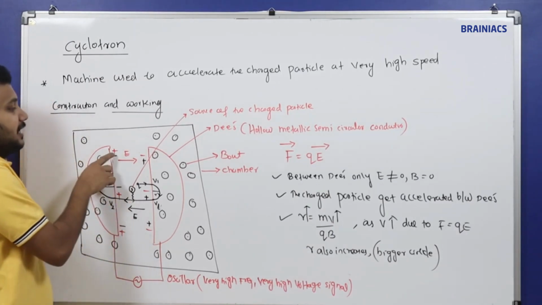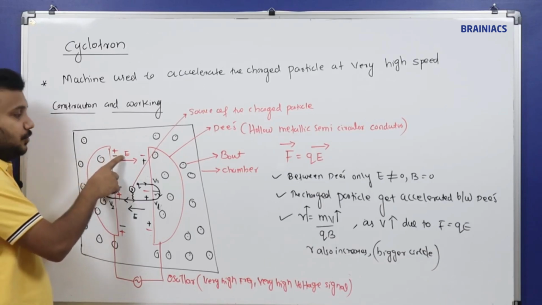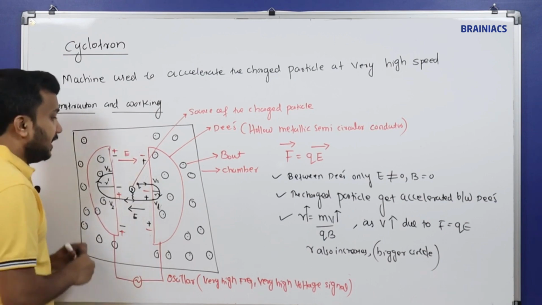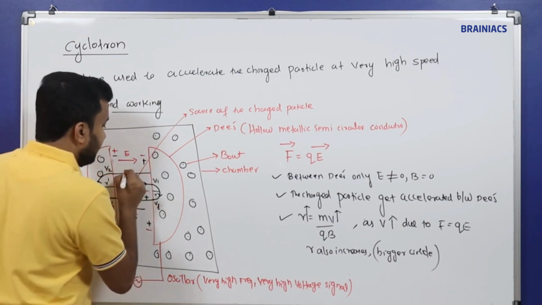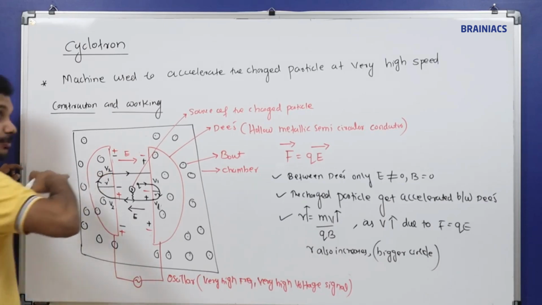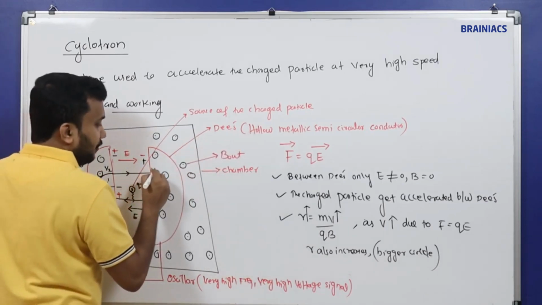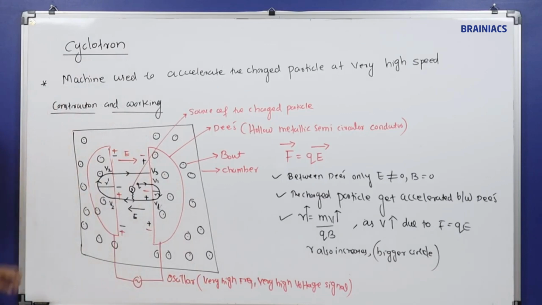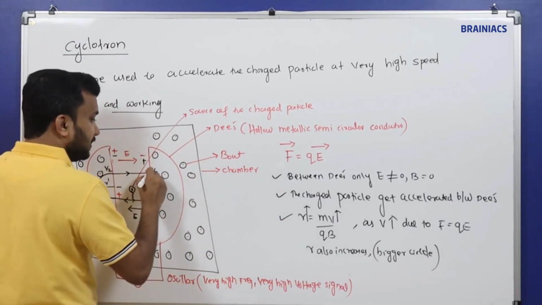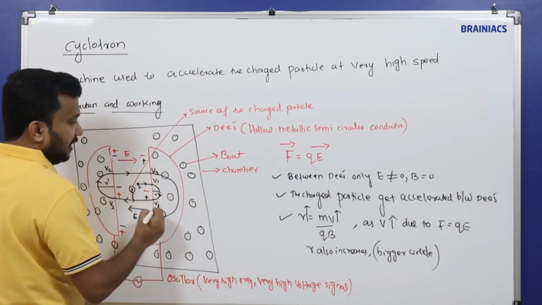After reaching here, again you can see the polarity reverses. Now this plate becomes positive and this plate becomes negative. So again the particles get accelerated. Here velocity v2 means speed increases, so now the new velocity is called v3. Once it reaches v3, speed increases, so again the radius increases. This will take a big circle like this.